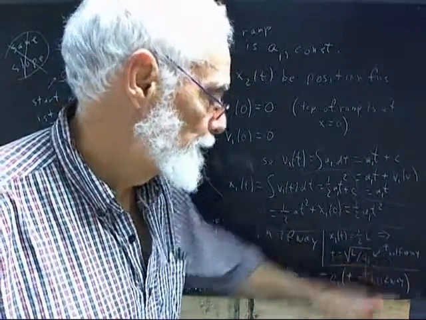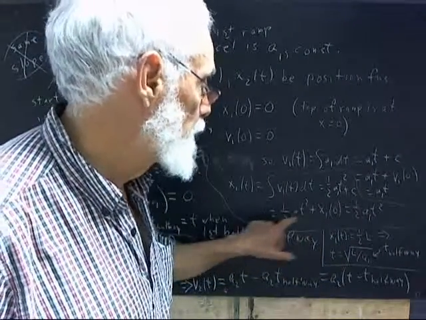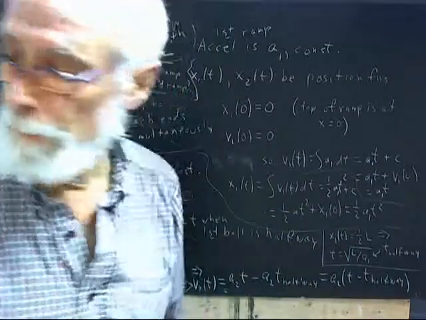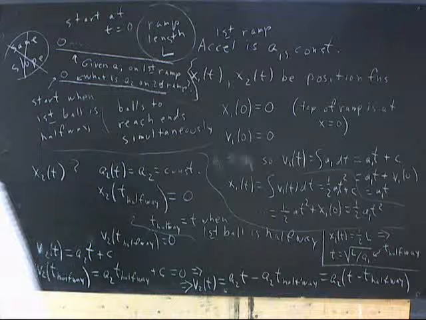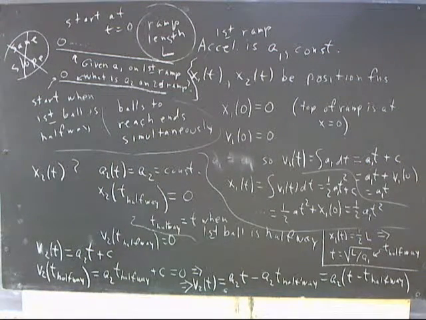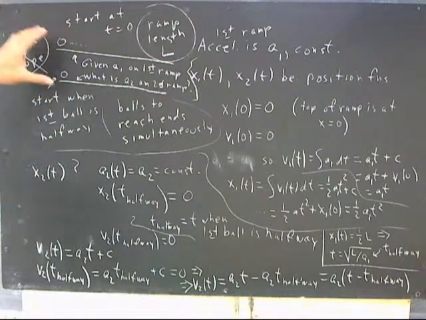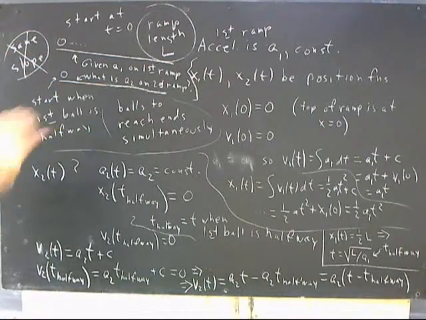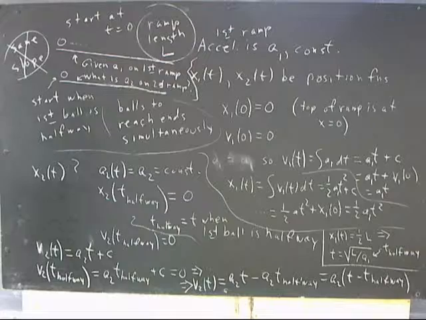If we're given L and a1, we can find the time when the first ball is halfway down the ramp. So this t halfway is something that we're going to know, that we can get at any stage after this point right here. Meaning, of course, that we know when the second ball is going to be released.